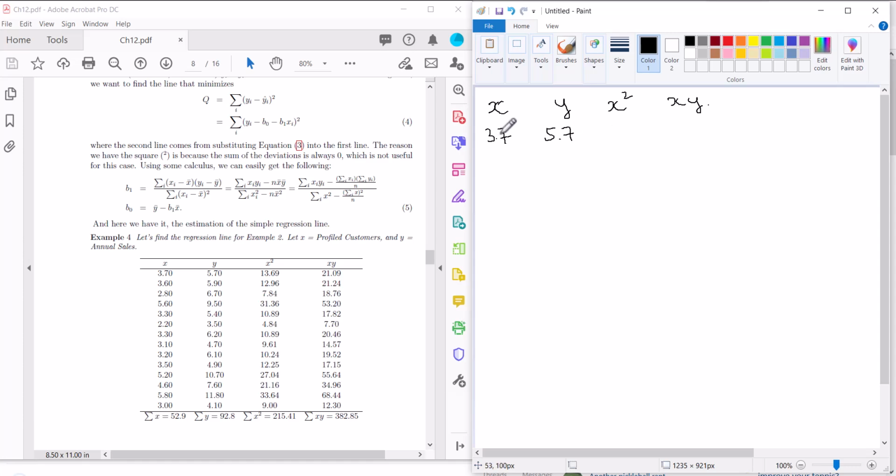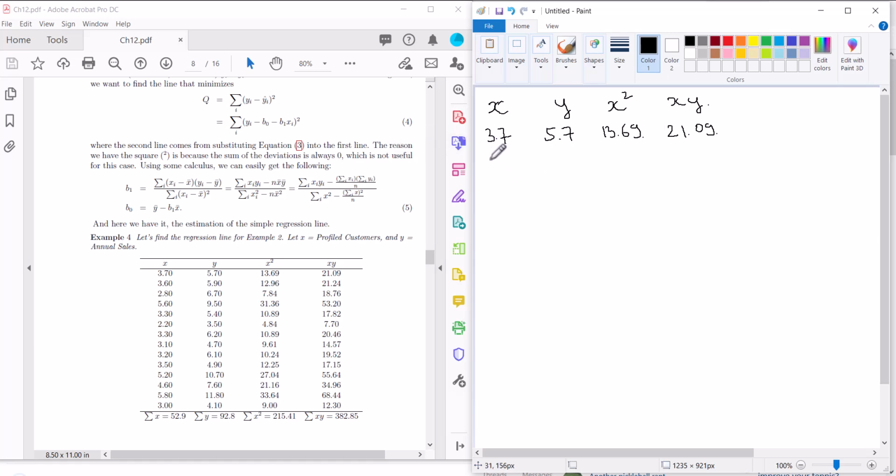So x squared, you just take x and square it, which gives you 13.69. And the next term is x times y, so it should be 3.7 times 5.7. That gives you 21.09. And let's do another row.